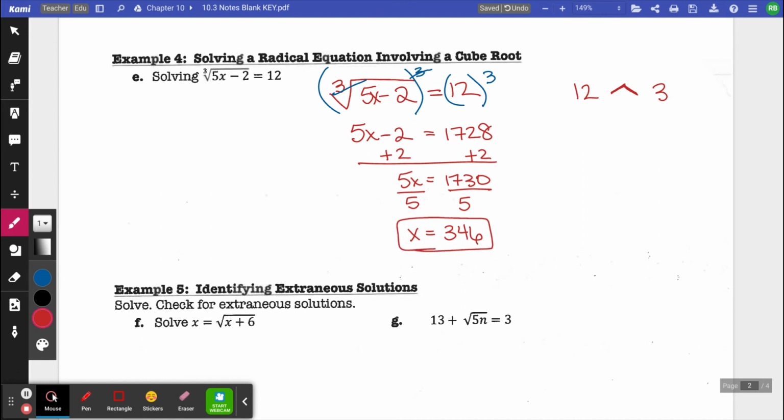Let's check that, and let's talk about how to put a cube root into your calculator. So if we had the cube root of 5 times 346 minus 2, let's see if that equals 12. So first, 346 times 5 ends up giving you 1730, and then when you subtract 2, you get 1728. And let's make sure I put the cube symbol there.